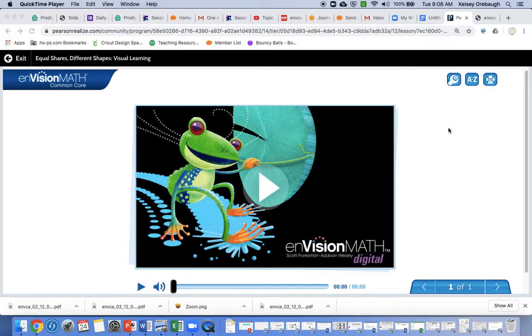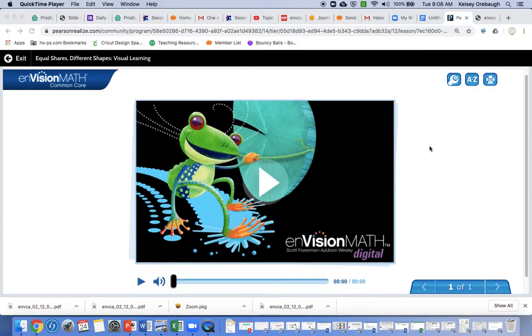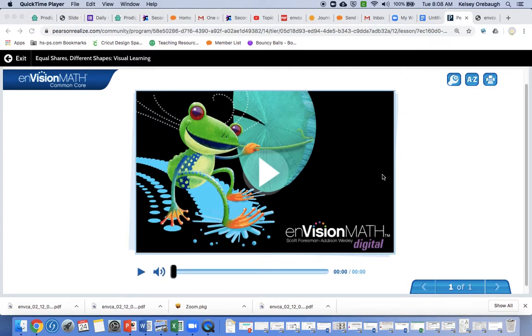Equal means the same. So they're going to be the same number of squares. Each share will have the same number of squares. A share in a rectangle is a part. So each part, if they're equal, they must have the same number of squares within them, okay? So let's get started with our video and then we'll proceed with the reteaching worksheet as usual.